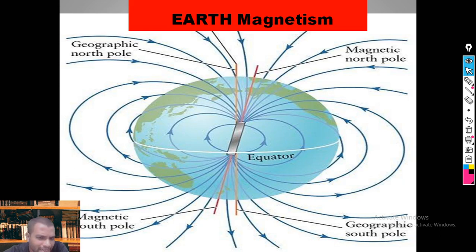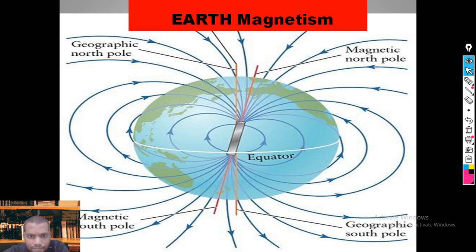We know that iron and nickel have abundant electrons, and we know that a current-carrying element or a moving charge produces a magnetic field. So these circular currents may cause it, but this is only a hypothesis. So let's try to understand much more about Earth magnetism. To understand that, we need to know certain basic definitions.